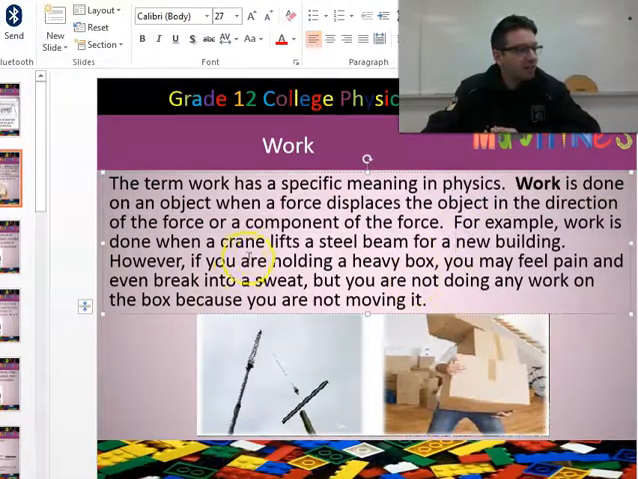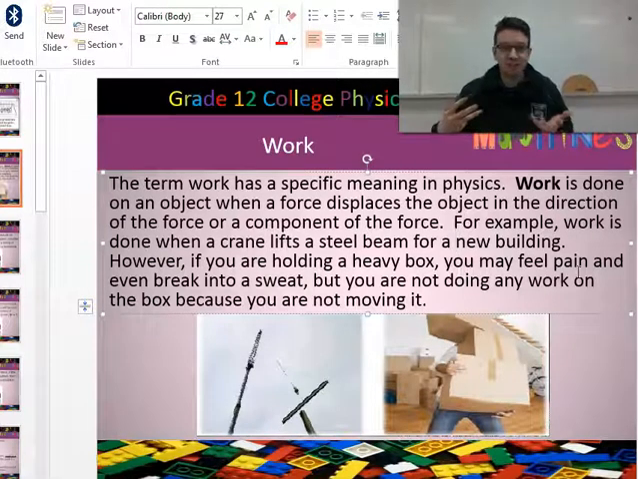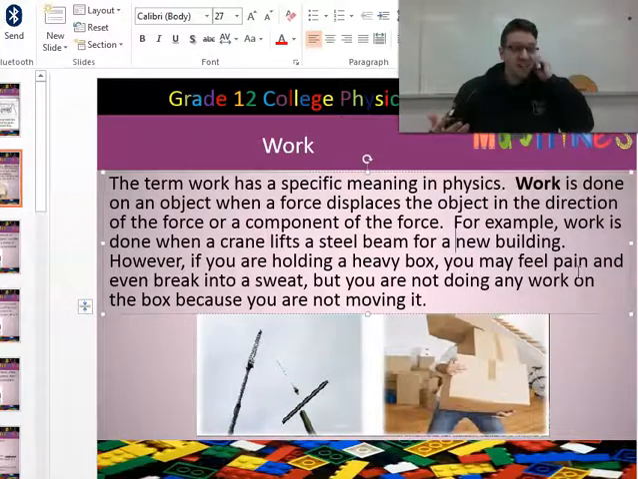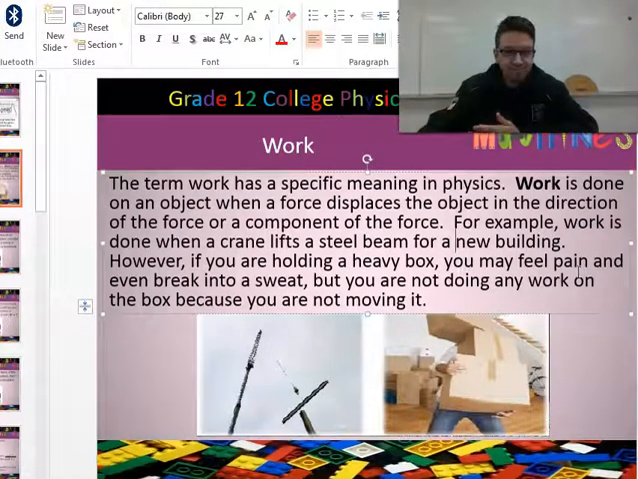Okay, so for example, if you're lifting a heavy box, it may seem very heavy. You may start breaking into a sweat, but you're not doing any work on the box if you're not moving it, if you're just holding it there. It may feel like you're doing work because you're exerting a lot of force on it, so you're getting tired and using up your own energy, but you're not doing any work on it. You have to move it.